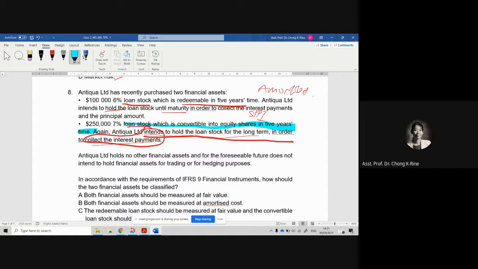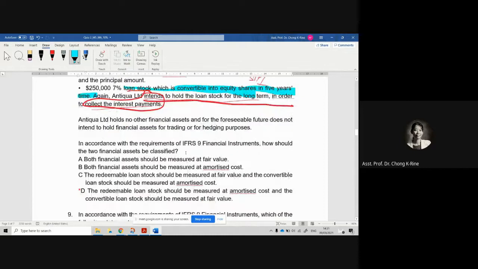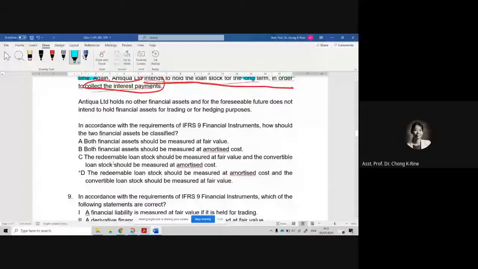So we want to convert it into equity shares, and therefore we will measure at fair value. If you have a convertible bond, you will calculate the amortization for the liability and equity. 250,000 1%. Use amortized cost to calculate for the securities only, and therefore cannot. A bit tricky here. So the first one is the amortized method, and the second one is the fair value method, because this is a convertible loan stock.